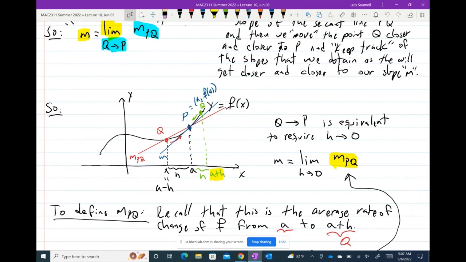Why do we only care about the slope? Because remember, we want the equation of the line. But what do you need for the equation? You need a point and the slope.